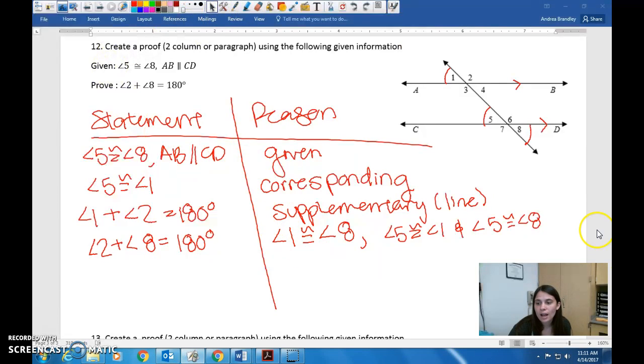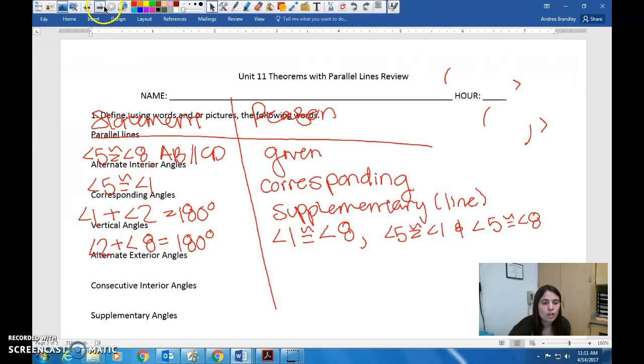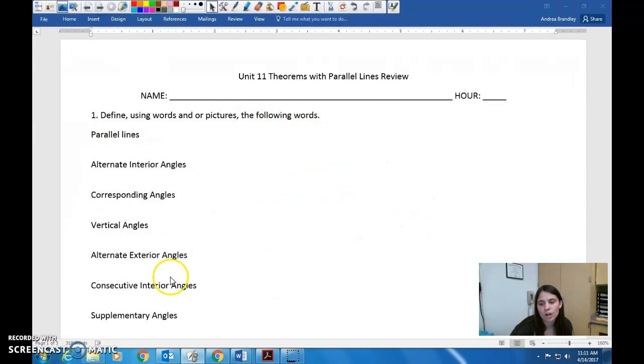And I didn't have time to go through all the definitions, but all these definitions on the front page should be in your note packet, and you can just copy them down from there.